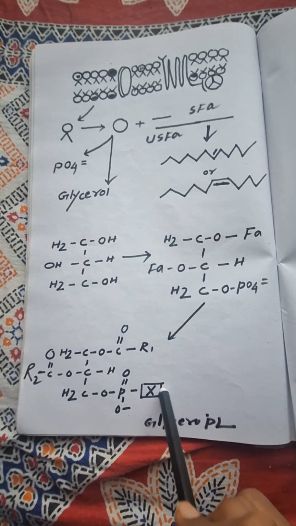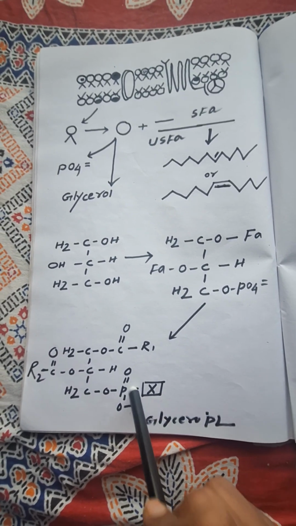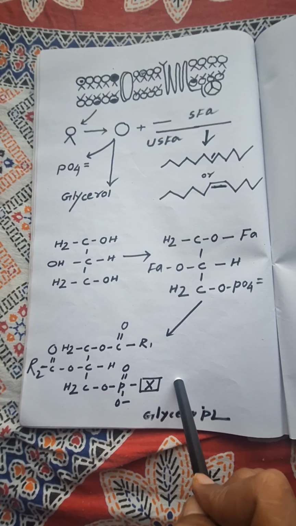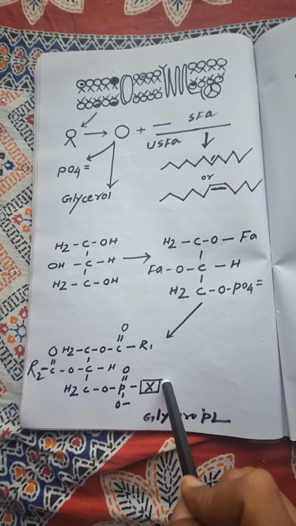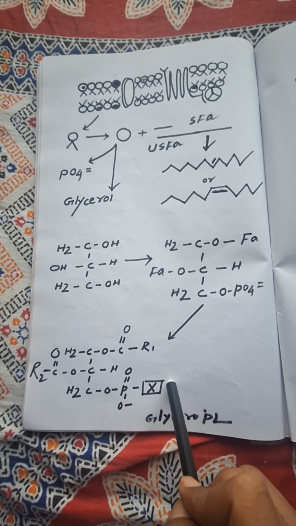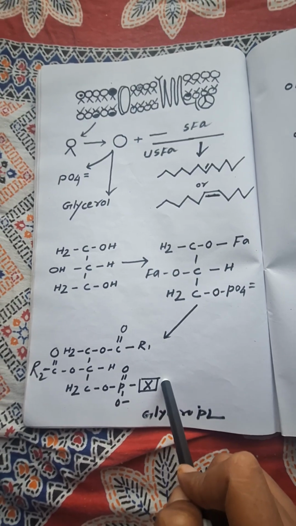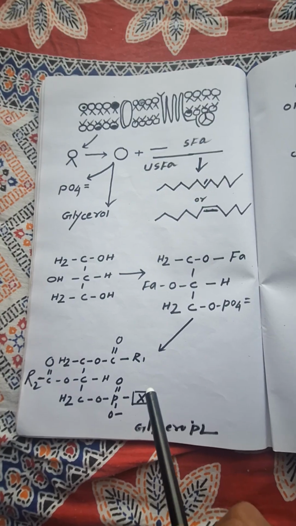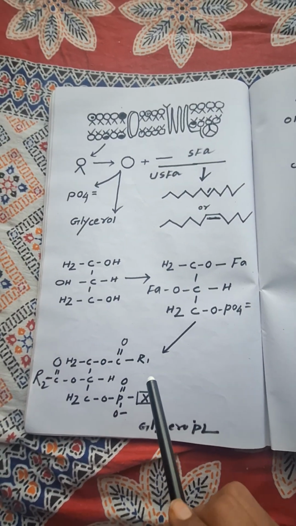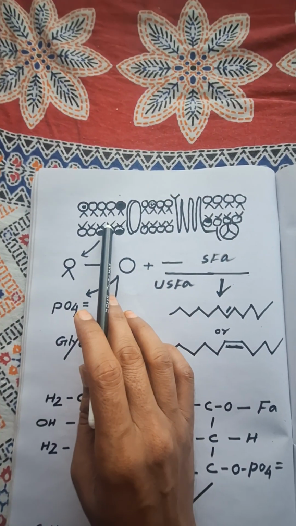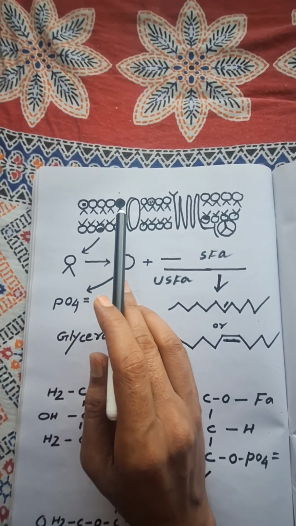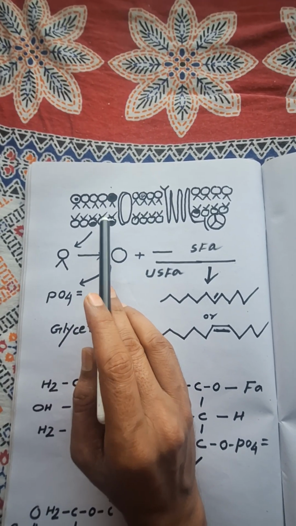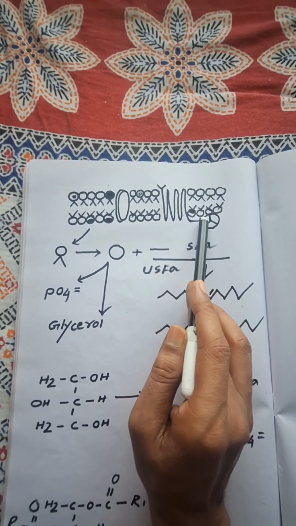Suppose if X is choline, it will be phosphatidylcholine. If X is serine, it will be phosphatidylserine. If it is ethanolamine, it will be phosphatidylethanolamine. In this way, the cell can make a diversity of glycerophospholipids. So ultimately, there are different kinds of glycerophospholipid which are indicated in this diagram.